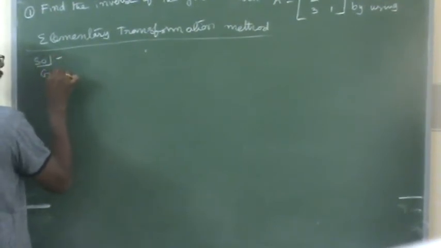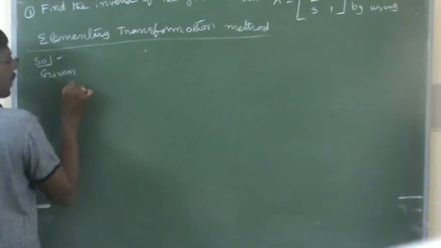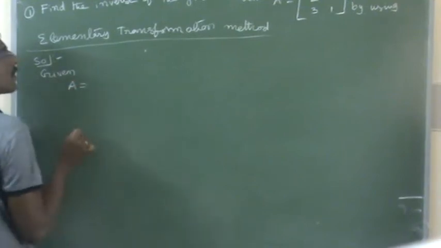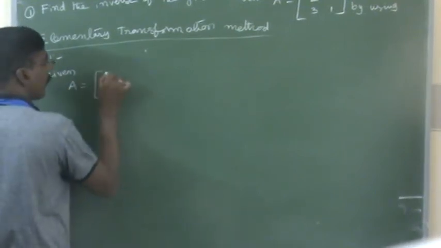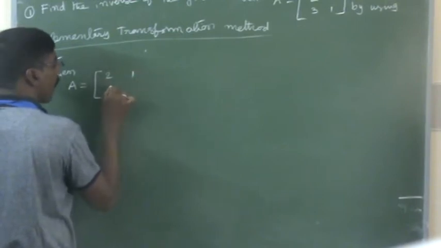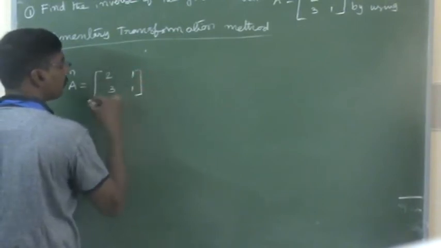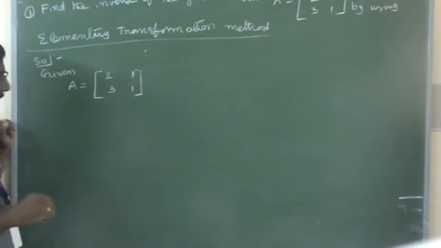Solution: given matrix. What is the given matrix A? Given matrix A is [2, 1; 3, 1]. This is the given matrix A.